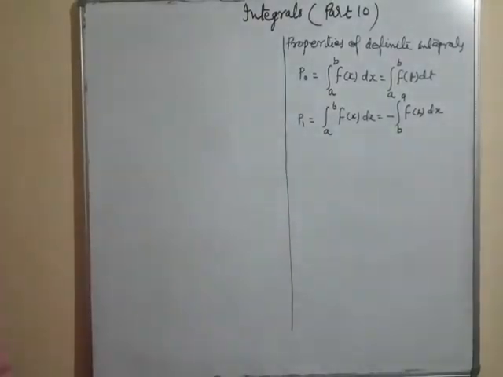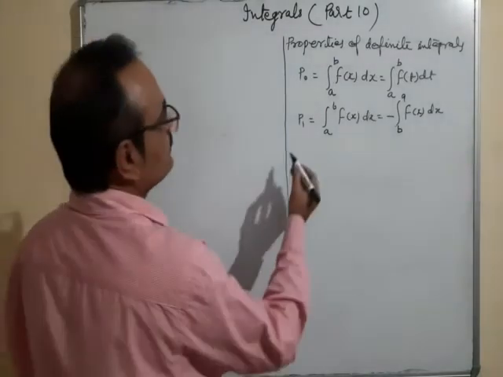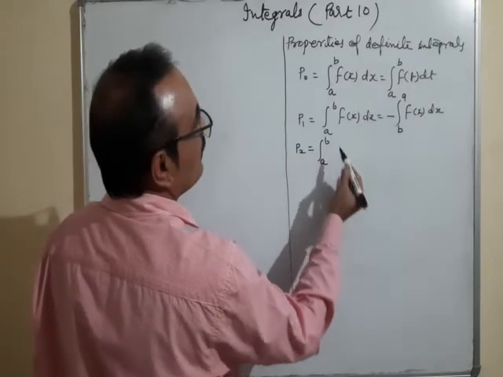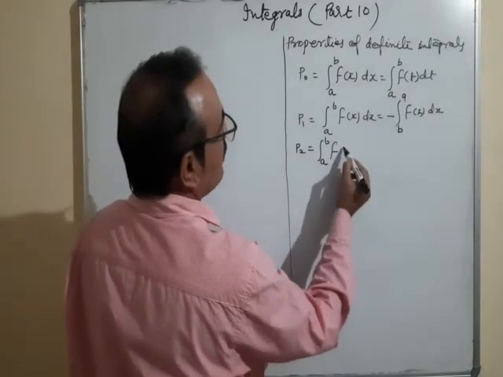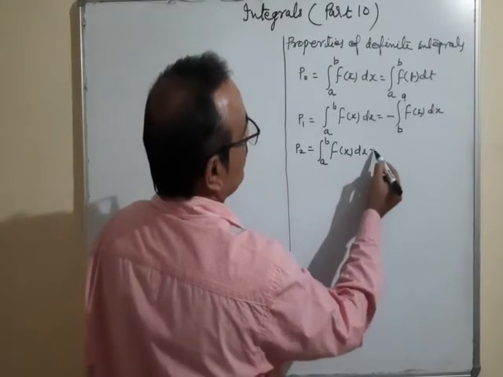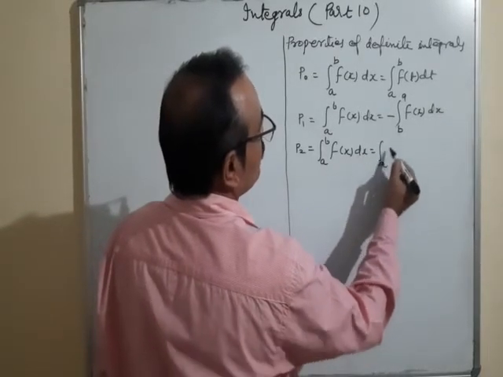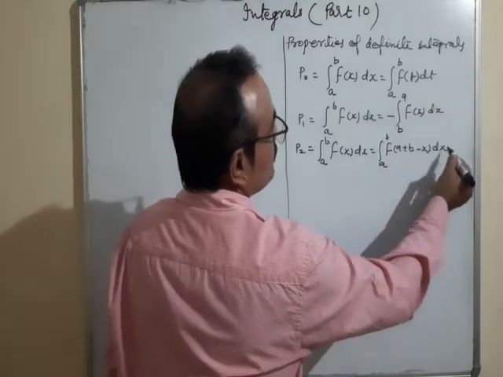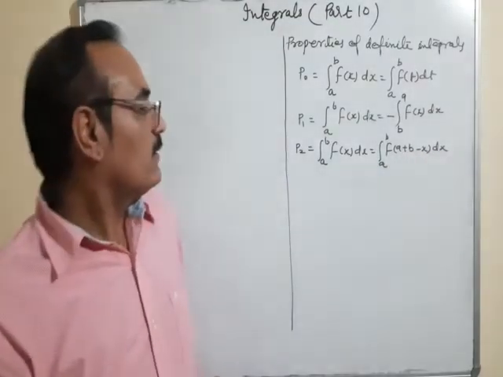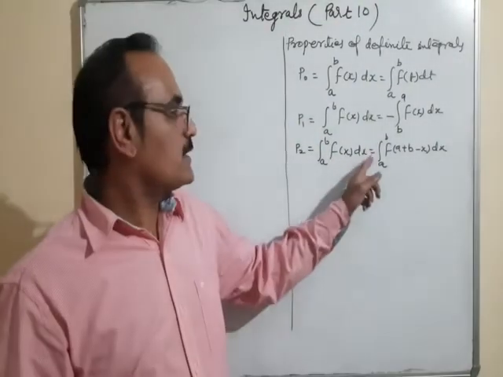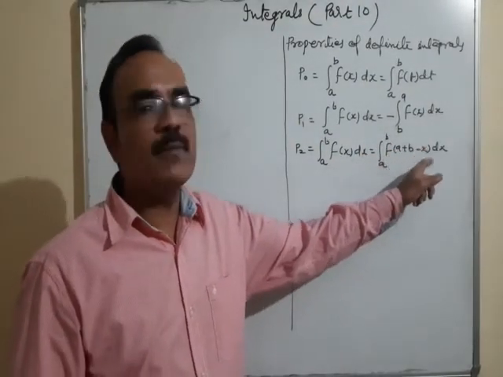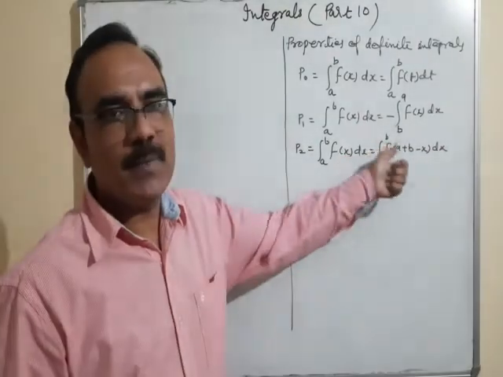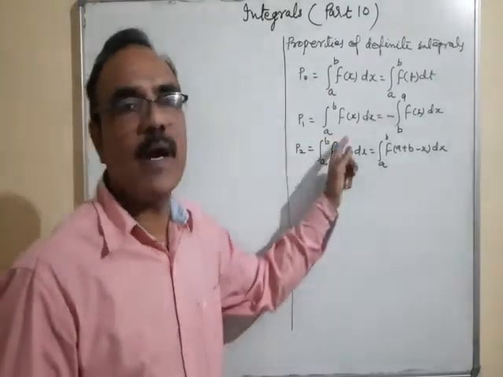Now the property number P2. What is property P2? P2 is equal to a to b f of x dx is equal to a to b f of a plus b minus x dx. Most important property. What does it mean? Function x, and this function will be replaced in the form of the sum of the two limits minus that variable.